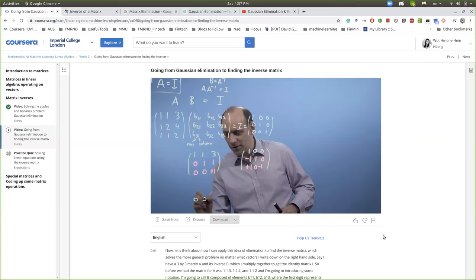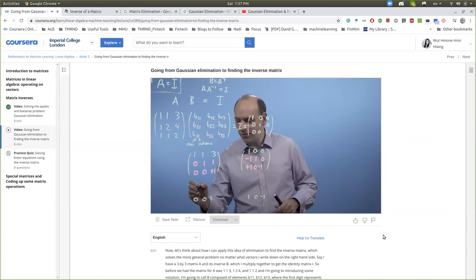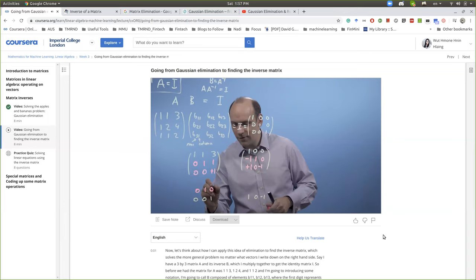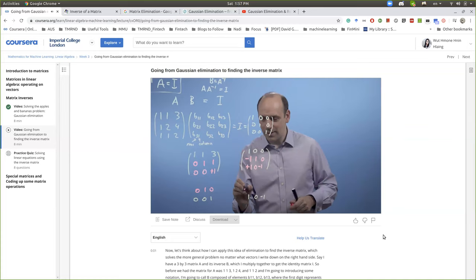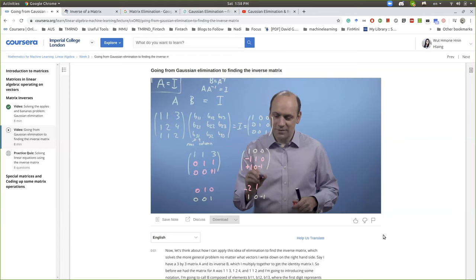If I take 1 of those off of the second row, then I've got 0, 1, 0 there. I'm going to take that off of the second row over here. So if I take 1 off of minus 1, I get minus 2. Take 0 off 1, I've got 1. Take minus 1 off of 0, I'm effectively adding 1.